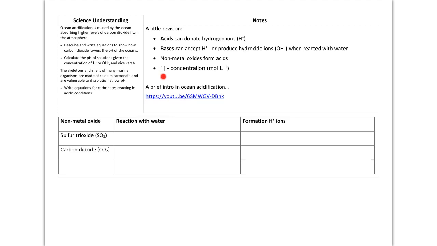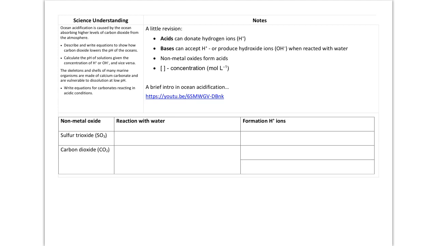Just another quick little breakdown. We use square brackets a lot, and that just means the concentration of. So if we put the hydrogen ion in square brackets, that means the concentration of hydrogen ions. Hydroxide ion in square brackets means the concentration of hydroxide ions.